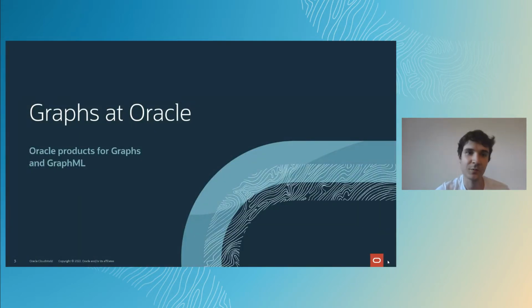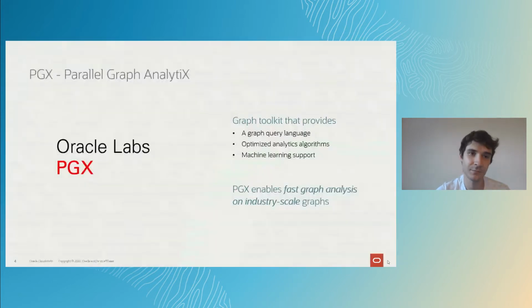So let's start with graphs and graph at Oracle. So PGX, the group I work in, is making the PGX component delivered in several Oracle products. And PGX includes several parts, including the graph machining part, of course, but also a graph query language so that you can query the graph itself with a language close to SQL. And it includes also analytical algorithms, such as the traditional PageRank or Bellman-Ford algorithms used for various more traditional tasks.